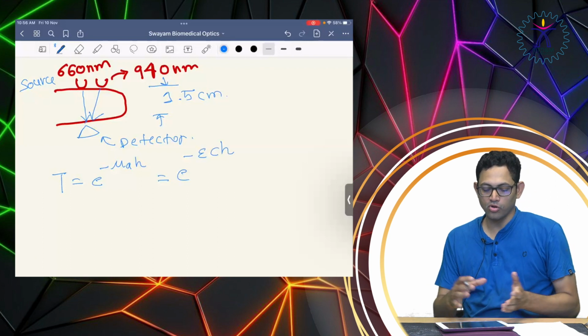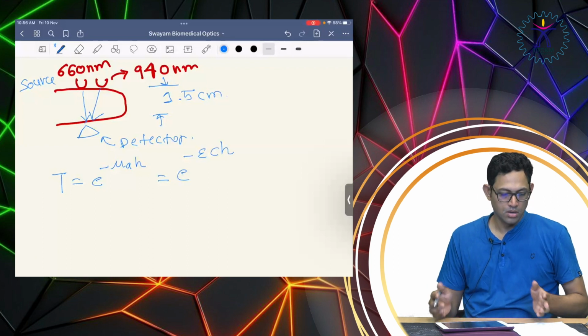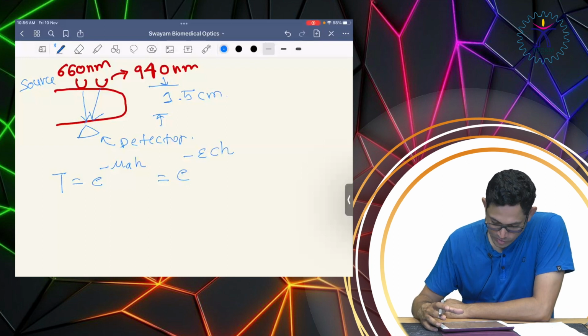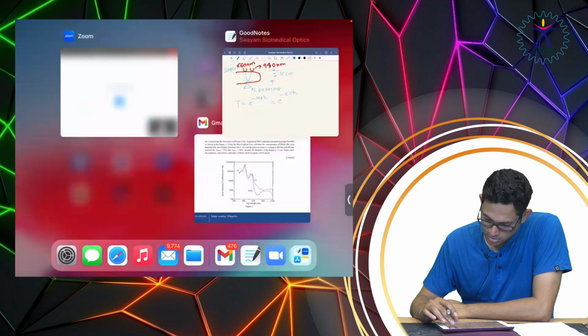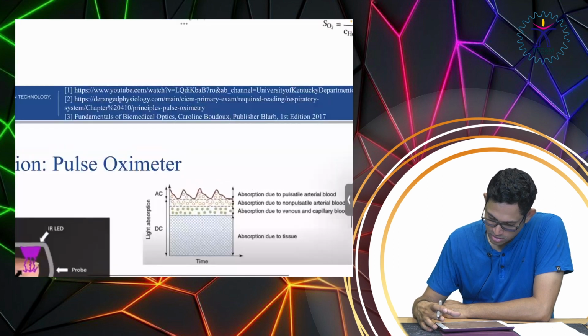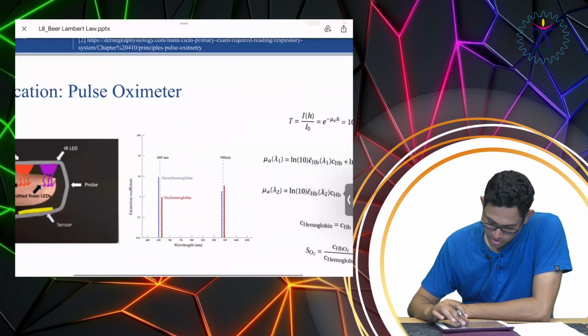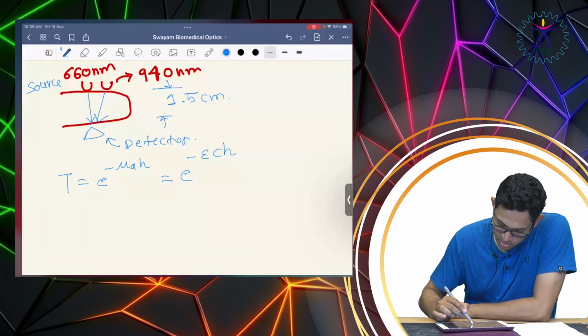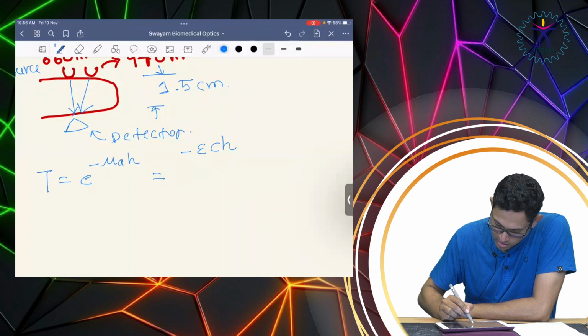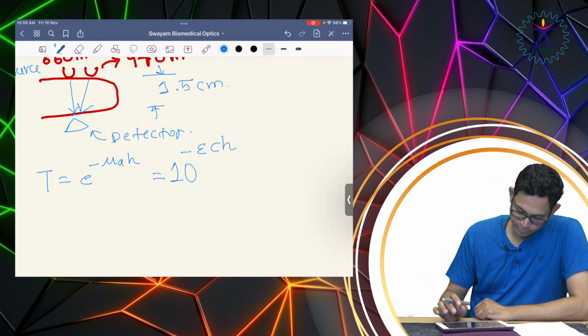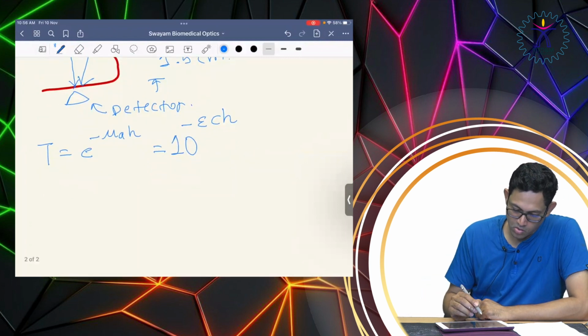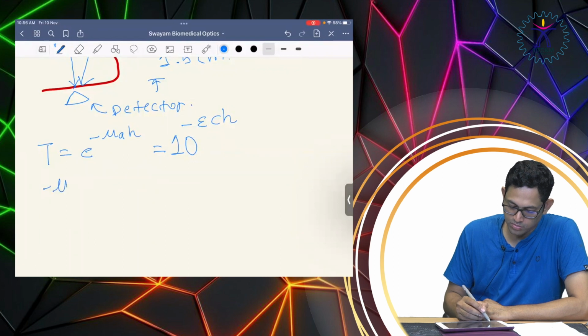What we can do from these two equations is combine them. Let me check if this is the correct equation. Sorry, it has to be 10 power epsilon. It is not e, but 10 power of minus epsilon C h. Now let us combine these equations. I write exponential of minus mu a h equal to 10 power minus epsilon C h.